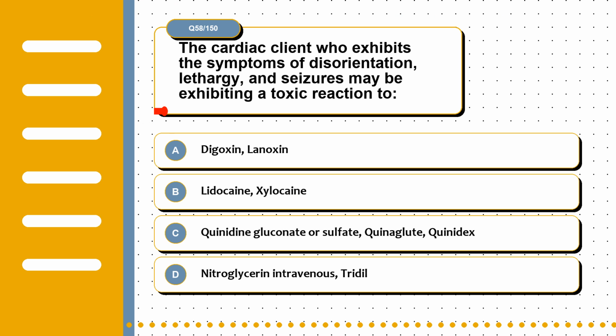Question 58. The cardiac client who exhibits the symptoms of disorientation, lethargy, and seizures may be exhibiting a toxic reaction to. Here are the options. Option A. Digoxin, Lanoxin. Option B. Lidocaine, Xylocaine. Option C. Quinidine gluconate or sulfate, Quinaglute, Quinidex. Option D. Nitroglycerin intravenous, Tridil.